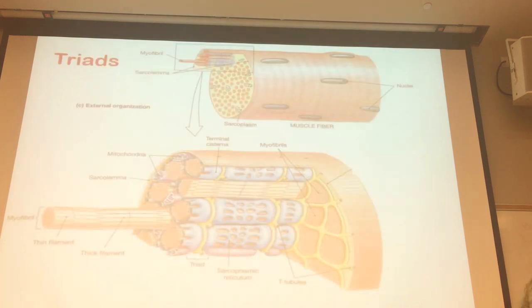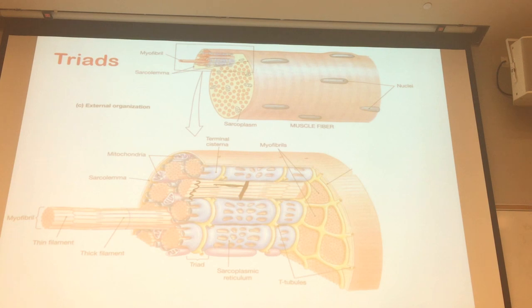Now, what we're going to have is the triads are really important because, okay, what you should notice is, in this illustration, this is an M line right here, okay? That's an M line right there. So coming off of the M line, what's this? It's coming off the M line, so what is that? Thin filament. That's a thin filament. And then what's this right here? That's a Z line.